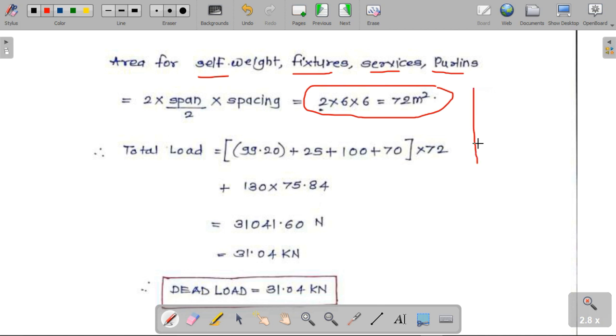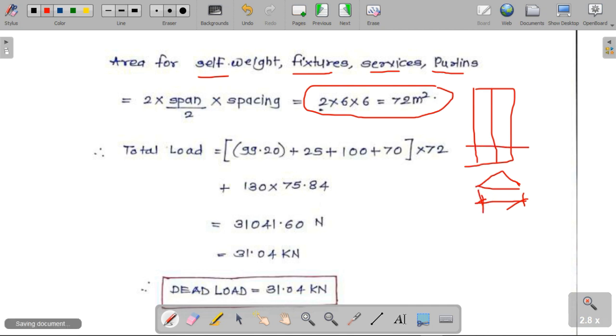Plan area means the area that we are going to consider considering the plan of the truss. So if this is the truss, this is the ridge line. So this will be the plan, and at different intervals you have different trusses. So the plan area will be this spacing, which is 6 meter, and the span, which is 12 meter. So 2 into 6 is the 12 meter span, and this 6 is the spacing, so 12 into 6 meter square is the area.